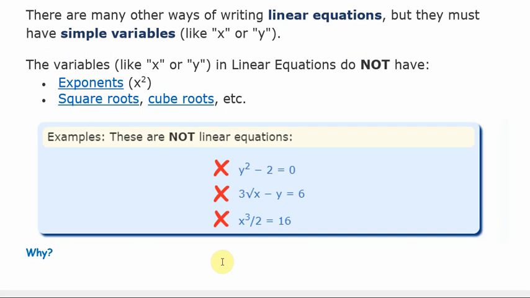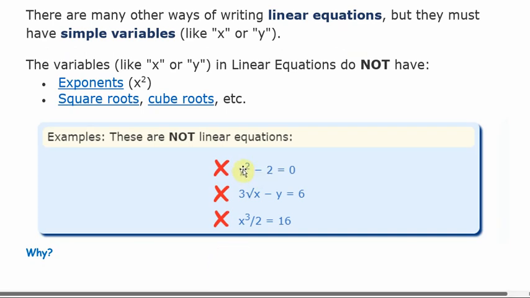Alright, ready for the answer? These are not linear equations because, as we said, the variable should not have any powers, and this y has a power of 2. The variable should not have any roots. This x has a root, and this x has a power. So these are not linear equations.